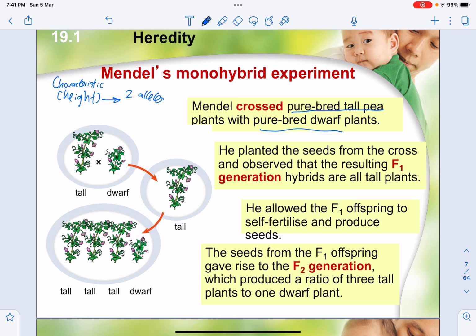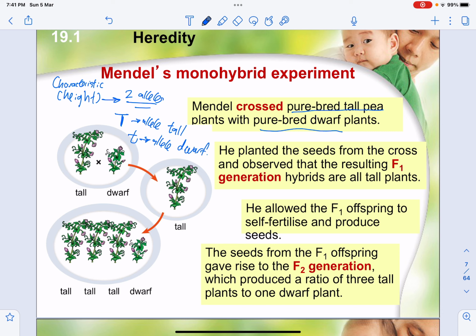Okay, so do take note, the characteristic of height is made up of two alleles. And let's say we use capital T to represent the dominant allele for tall, and a small t as the allele for dwarf, or in other words, shorter height.